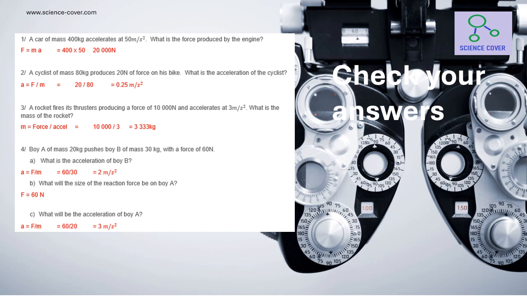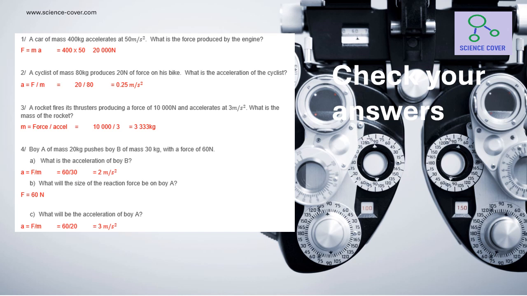A boy of mass 20 kilograms pushes a boy of mass 30 kilograms with a force of 60 newtons. What is the acceleration of boy B? Well, the acceleration is the force divided by the mass. He has been pushed with a force of 60 newtons and he has a mass of 30 kilograms. So 60 divided by 30 is 2 meters per second squared.